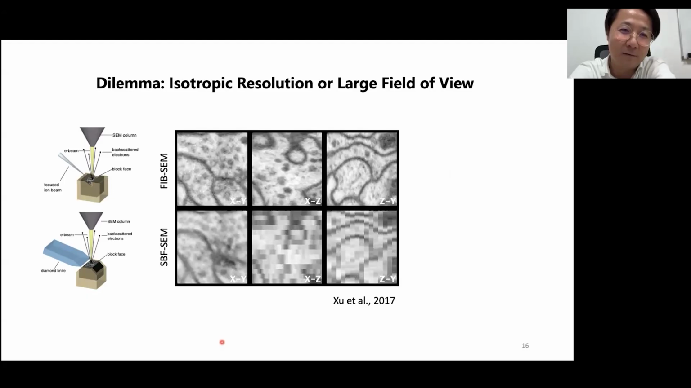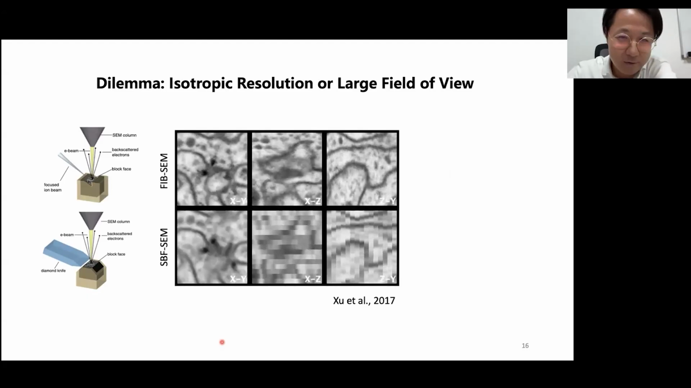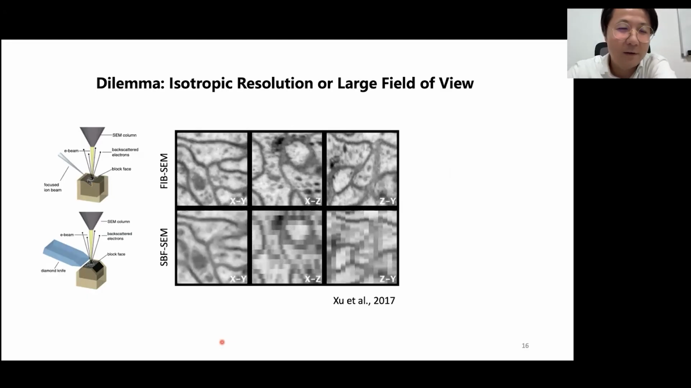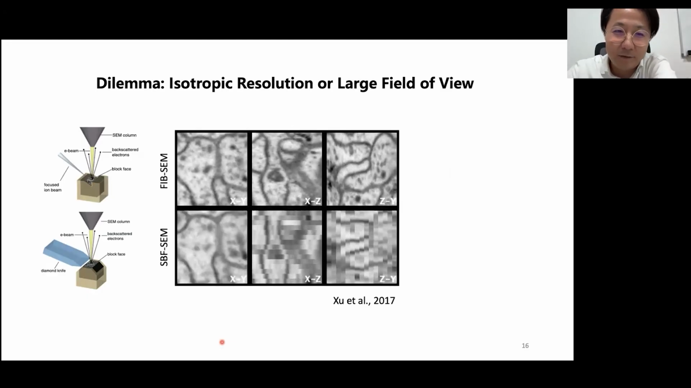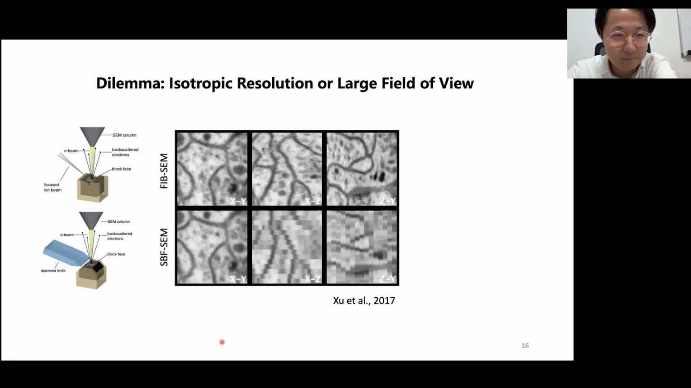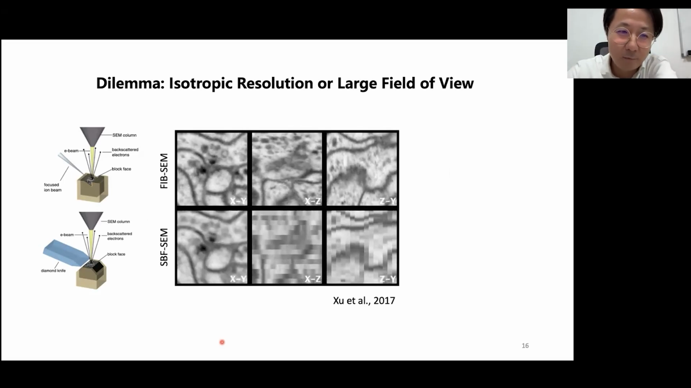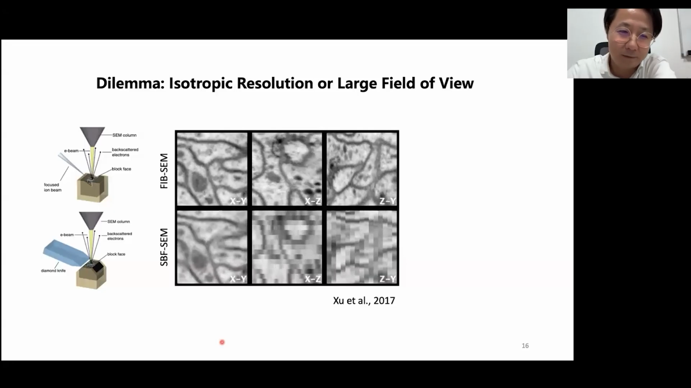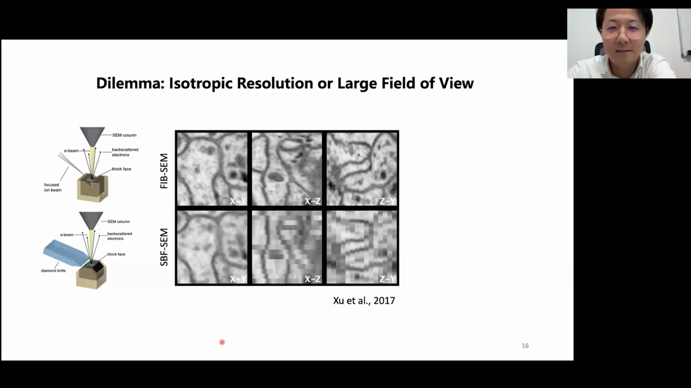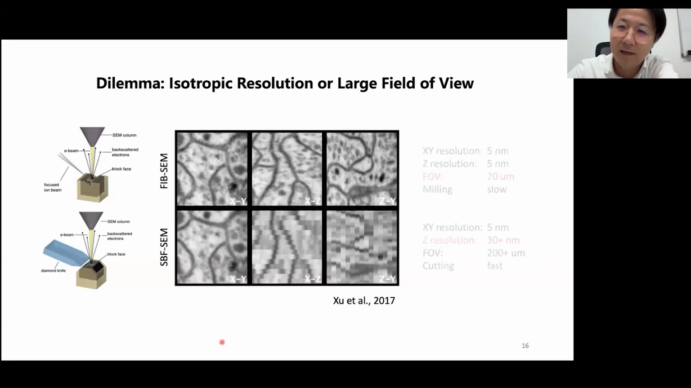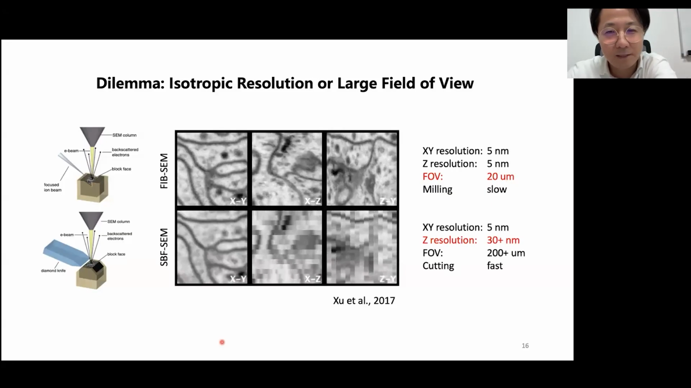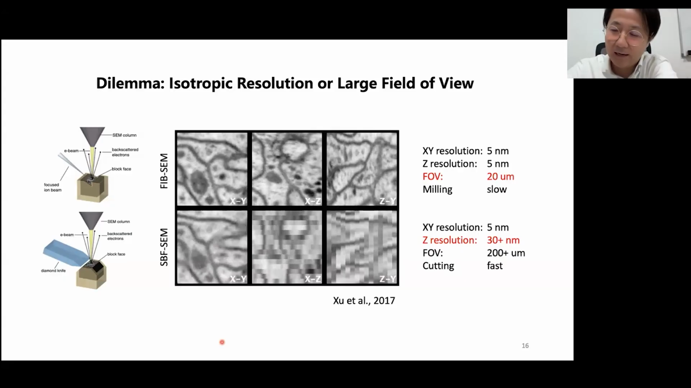If you have a FIB, you have super fast, super high resolution in XYZ, up to 4 nanometers, I remember, but the field of view is quite limited. But if you have a serial block-face EM with a diamond knife, usually you have limited Z resolution, but the cutting is fast, and the block face is bigger. As you can see, you need to make some trade-off between these two types of machines.